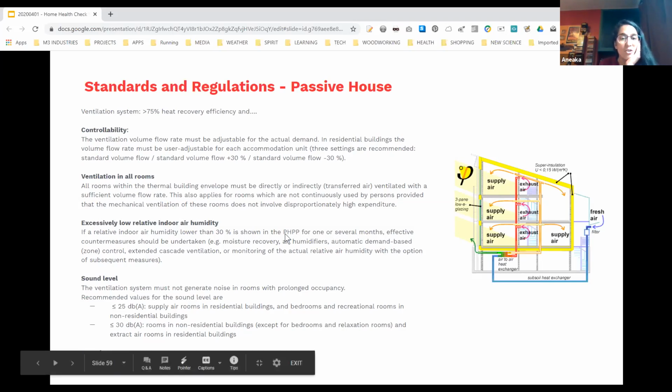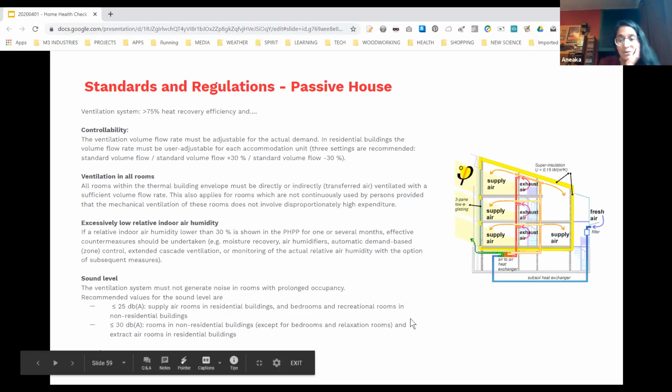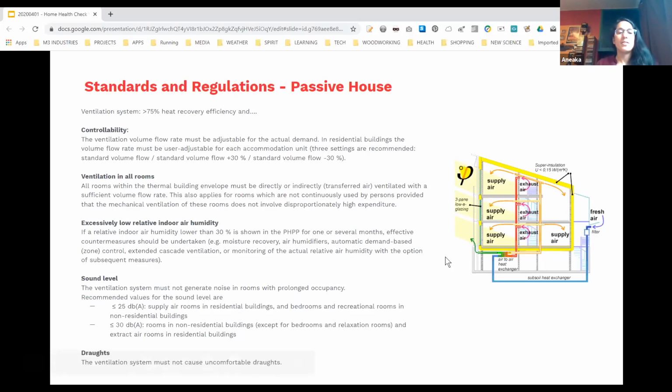So for example, how controllable is your system? Is there ventilation in all the rooms? How to deal with excessively low indoor air humidity, which is not often a problem in Manchester, that's for sure. Sound levels, so again, what I was saying about ventilation being too noisy and therefore not very usable. And also drafts, sometimes ventilation can cause uncomfortable air movement that isn't pleasant to be around. So there are more things to think about in ventilation than things that come up in building regs. These are good things to look at.